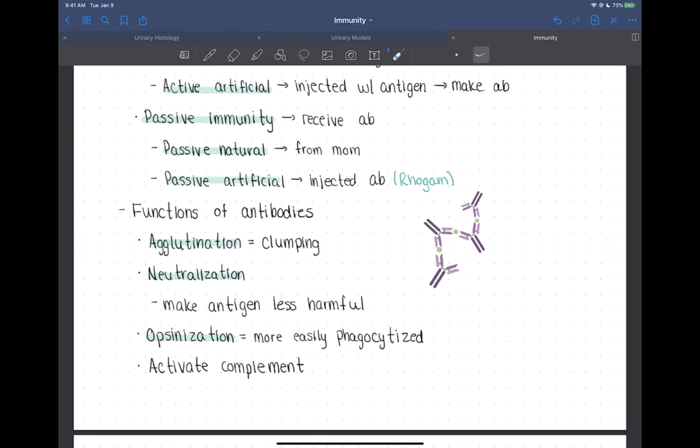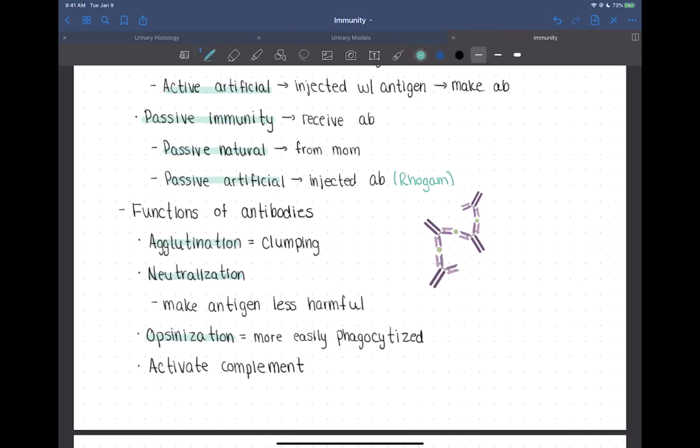Okay. And then, as we discussed with complement, they can opsonize, all right? So opsonization, they can coat the surface of a pathogen, making it easier for a macrophage to phagocytize it. And then lastly, they can activate that complement protein system that we talked about.